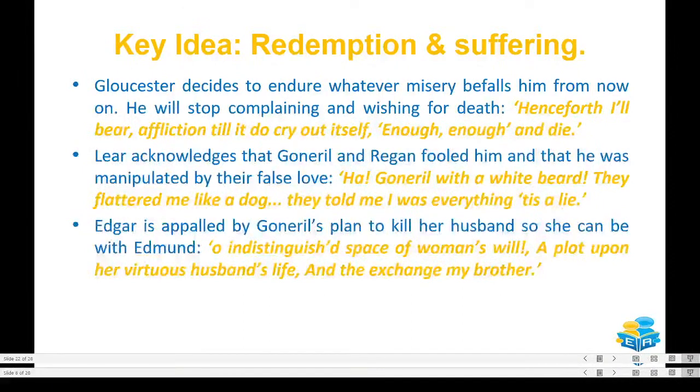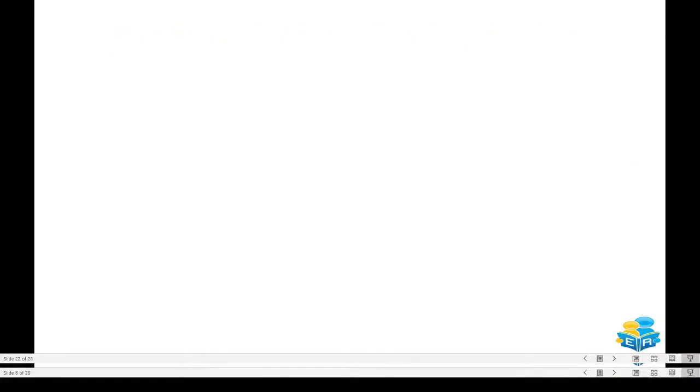Lear, at the same time, acknowledges that Goneril and Regan fooled him and that he was manipulated by their false love. Okay? And the second bullet point here is probably the most important. "Goneril with a white beard. They flattered me like a dog. They told me I was everything. 'Tis a lie." So finally, thank God, we, the audience sitting in the theatre or reading this wherever, let out a sigh of relief. Oh my God, finally Lear is starting to see. All right, he's okay. He's still angry, still furious. But there's a bit of Lear now realizing that this is what's happened, and it's Lear going towards taking some sort of ownership. We're not quite there yet, but he does start on that path towards that realization part of the tragedy formula.